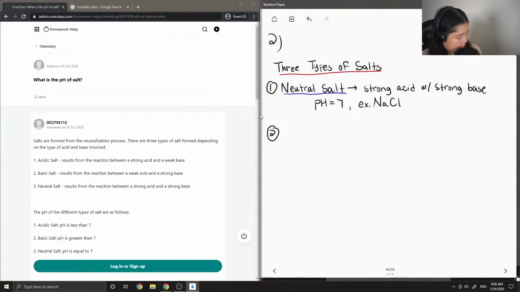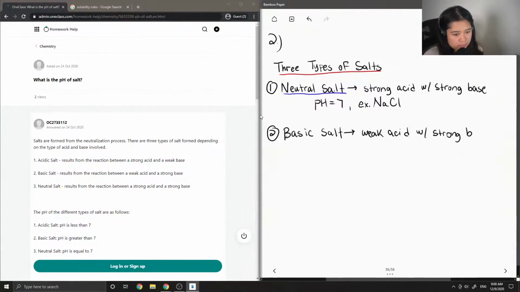And we could also have basic salts. This is when a weak acid reacts with a strong base. And these typically have a pH that is greater than 7.